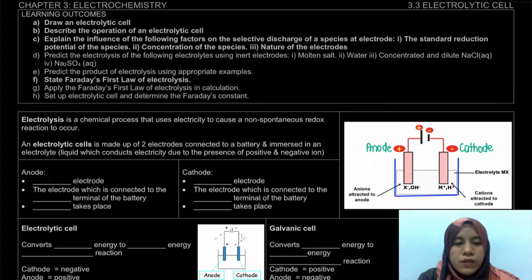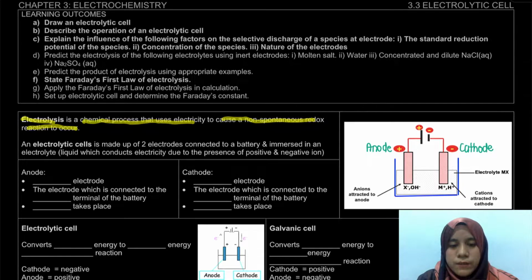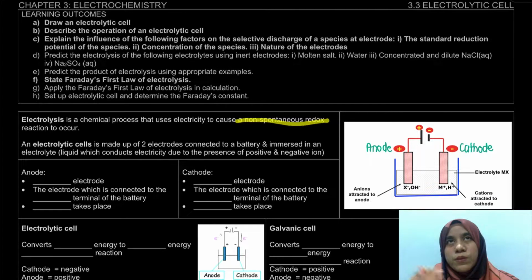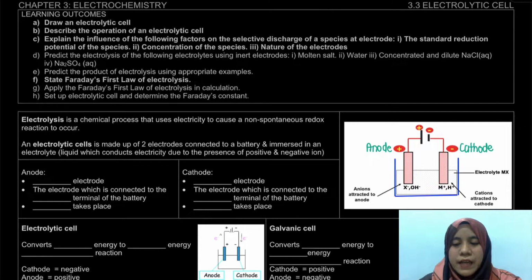Electrolysis is a chemical process that uses electricity to cause a non-spontaneous redox reaction to occur. When we talk about using electricity, in the case of electrolysis we have a battery connected to our electrode. It is a non-spontaneous redox reaction because if the electrode is not connected to the battery, the reaction would not occur. But when there is the presence of electricity, this reaction can happen.